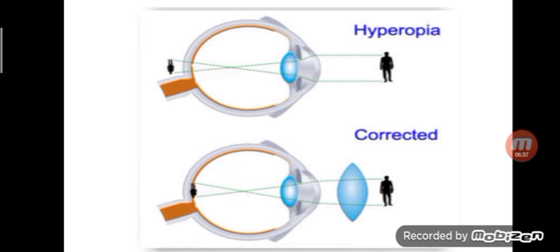So in the first picture you can see that a person is able to see the object, but the image is forming behind the retina. But when it is corrected by using convex lens, the image comes on the retina.